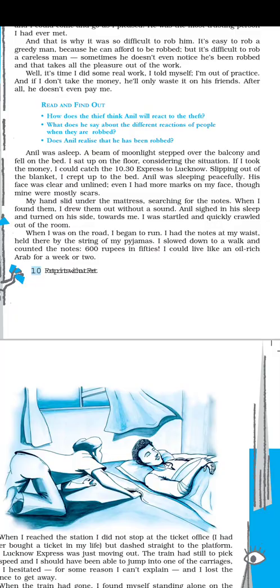600. I could live like an oil rich Arab for a week or two. So after counting the money, he declared that he could live like an oil rich Arab. Arab means the citizen of an Arab country. It is popular for crude oil, and they sell oil and they just get money. So they are very much rich, right? So he could spend a week or two, 1 or 2 weeks, like those Arab people, right? Means he could spend a luxurious life for 1 or 2 weeks with the money.